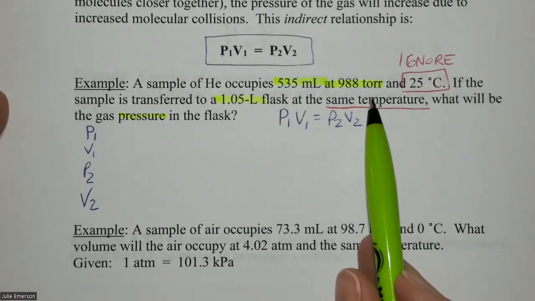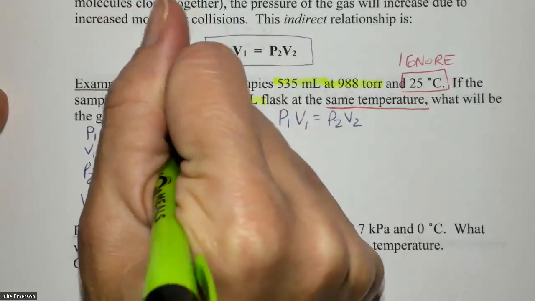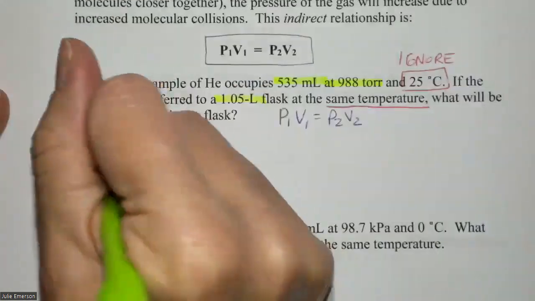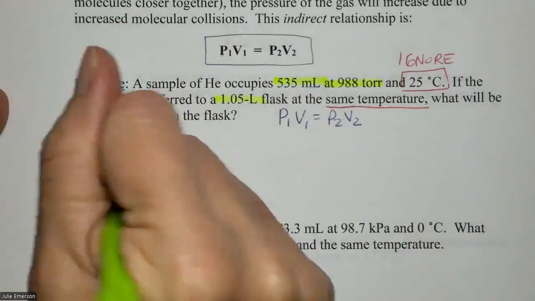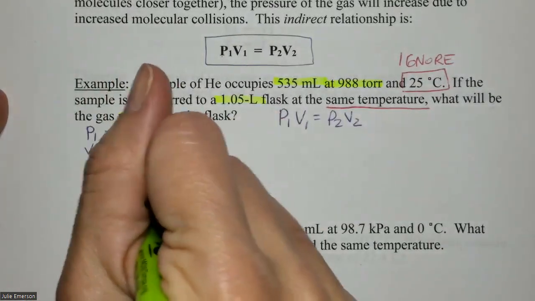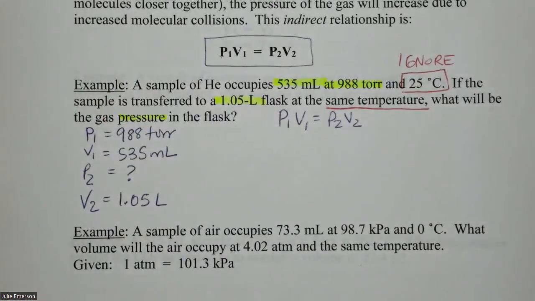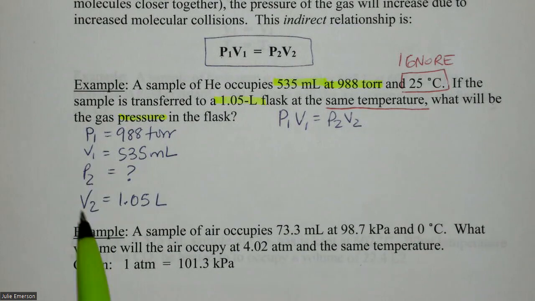Torr is our unit for pressure. So we're starting out at 988 torr. Our volume starting out is 535 milliliters. We're looking for the new pressure when the volume goes to 1.05 liters. So this is what I was talking about. The unit doesn't matter as long as they match. So what I notice here is that V1 and V2 do not have the same unit. So this is where it's your choice.